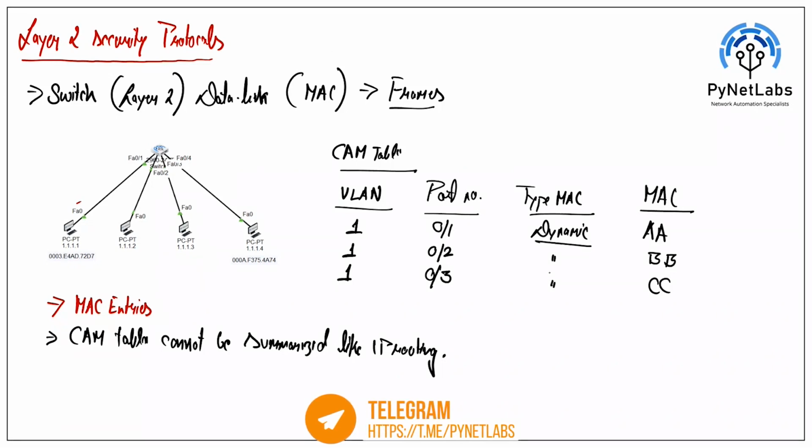So there are some static MAC entries also, but apart from that, there are no other options. If anybody asks you how many MAC addresses a switch can store, as such there is no specific count. That depends on the vendor also. But if you want to check the size of the CAM table, there is a command.